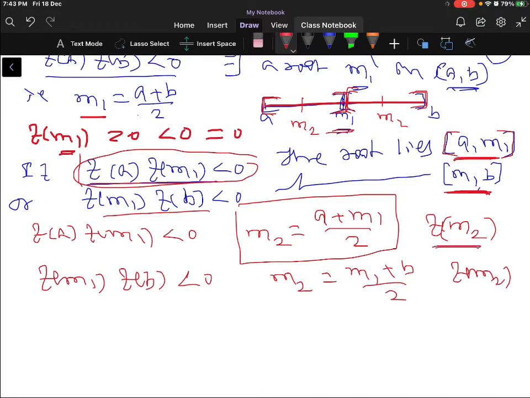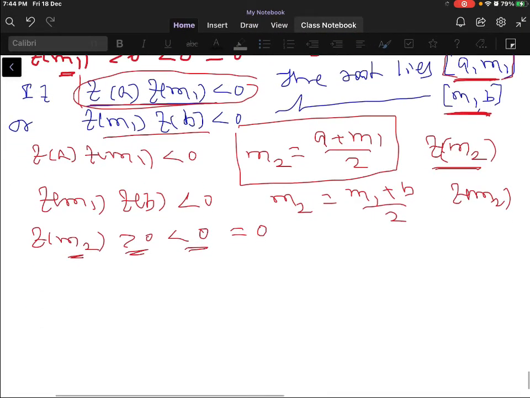Now we find f of m2. F of m2 again may be positive or negative or equal to 0. If f of m2 is equal to 0, therefore m2 is the root of the equation f of x equal to 0. Otherwise, f of m2 may be positive or may be negative.